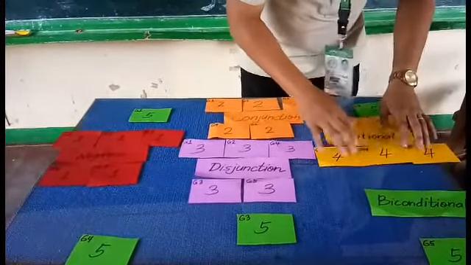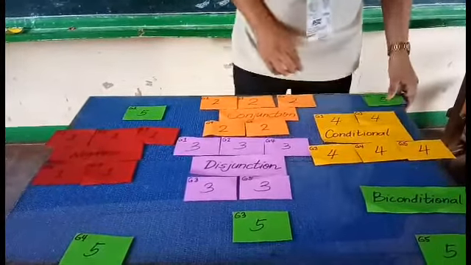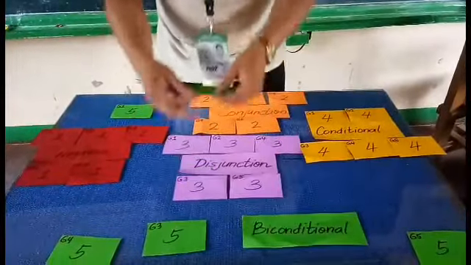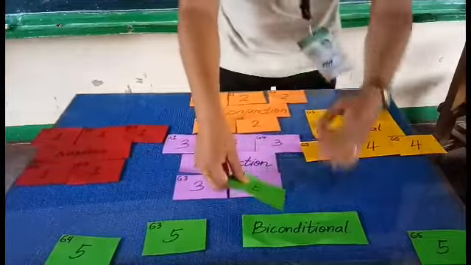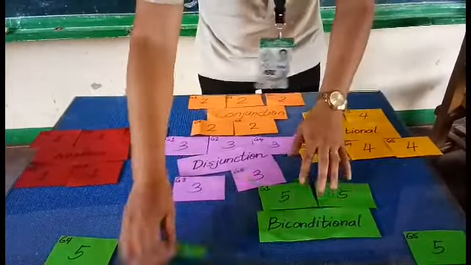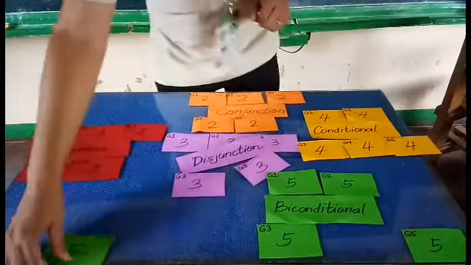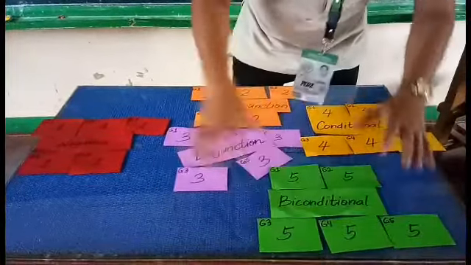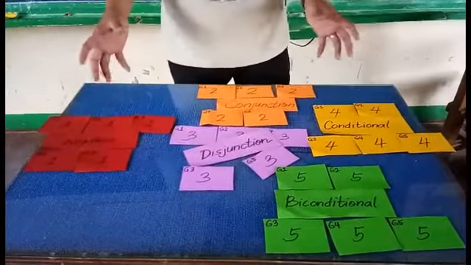Okay, then the last topic for the expert group is the biconditional. So they are going to proceed with the color green. Group 1, we have student number 5. Group 2, student number 5. Group 3, student number 5. Group 4, student number 5. And group 5, student number 5. So they are going to meet in the expert groups.